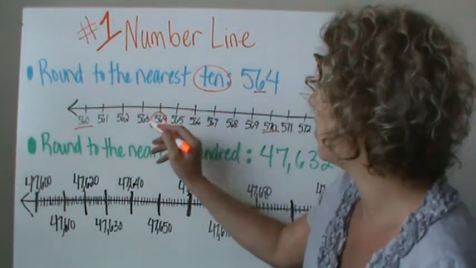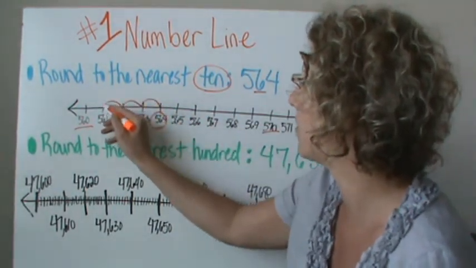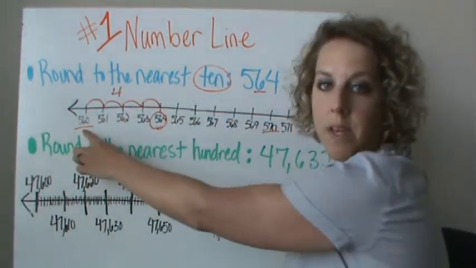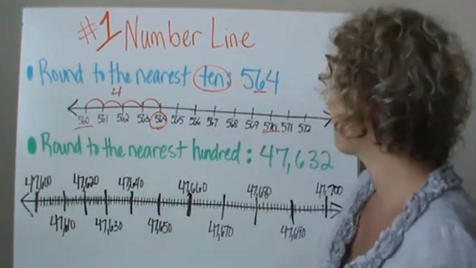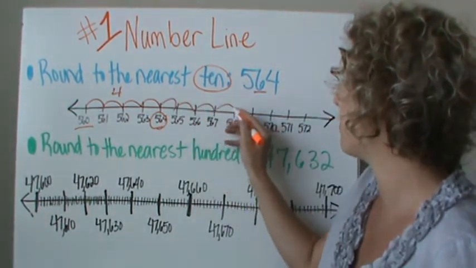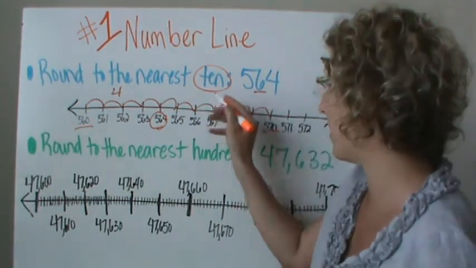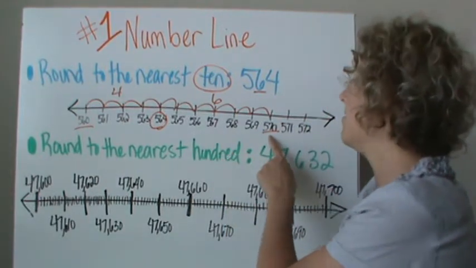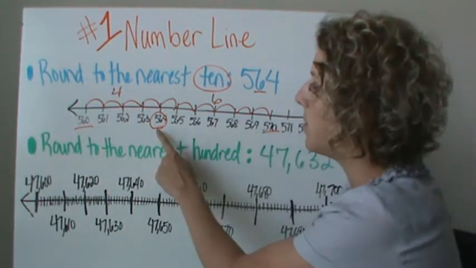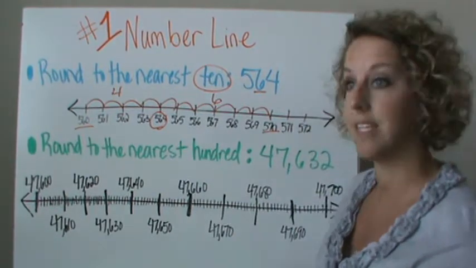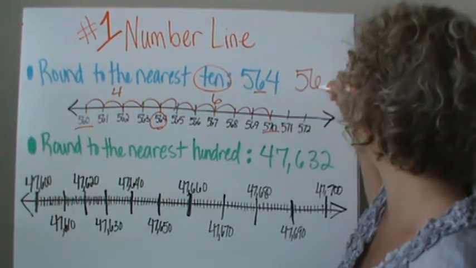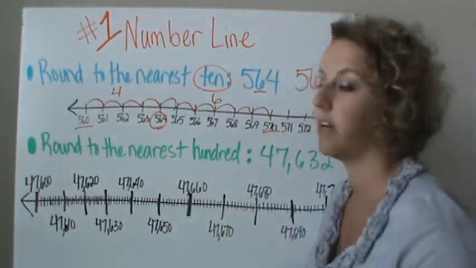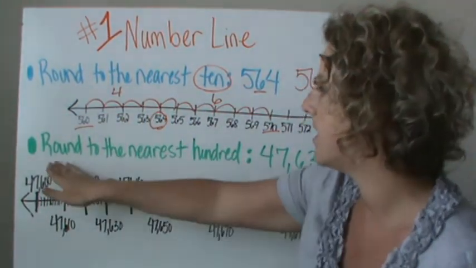Well, I see that there are 4 spots away. 564 is 4 spots away from 560. 6 spots away. 564 is 6 places away from 570. So we want to go ahead and round it to 560, which is closer. It gives you a nice visual that it's closer to 560. Let's look at the next example.